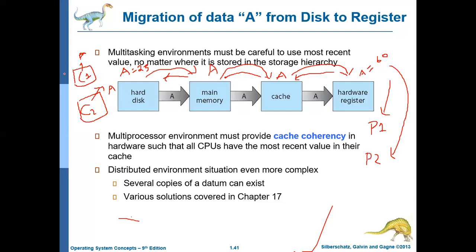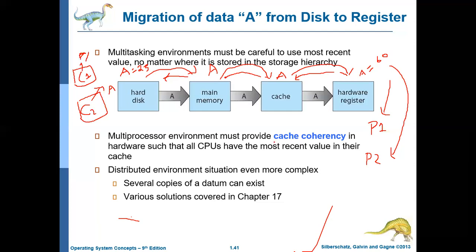Okay, so if CPU 1 changes the content of A, then it should reflect in CPU 2 also. So whenever CPU 1 is changing A, it should tell CPU 2 that it has changed A's content to something, so that it will reflect in the other processor. So a multiprocessor environment should ensure that whenever a change happens in one place, it should reflect in the others also.